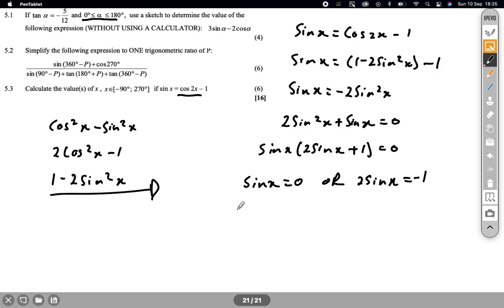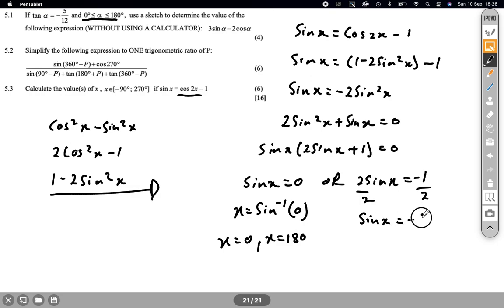So we're going to take arc sine of 0, and this should give us 0 and 180. Okay, and on this side we divide by 2 on both sides, and we should get negative 1 over 2. Then we take arc sine of negative 1 over 2, and x should be negative 30.